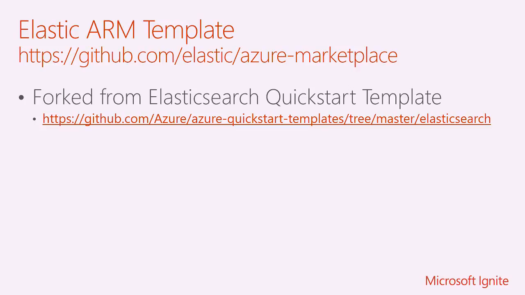Now, the Elastic ARM template, which is up there at GitHub, is open source. Feel free to contribute to it and send me some pull requests. That would be awesome. It was forked from this Elasticsearch Quick Start template. For those of you that aren't aware, Microsoft themselves, the Patterns and Practices team, and one guy in particular called Trent Swanson, put together all of these Quick Start templates to give you different examples for how to deploy resources to Azure. They had one there for Elasticsearch, which we forked with permission. We did ask.